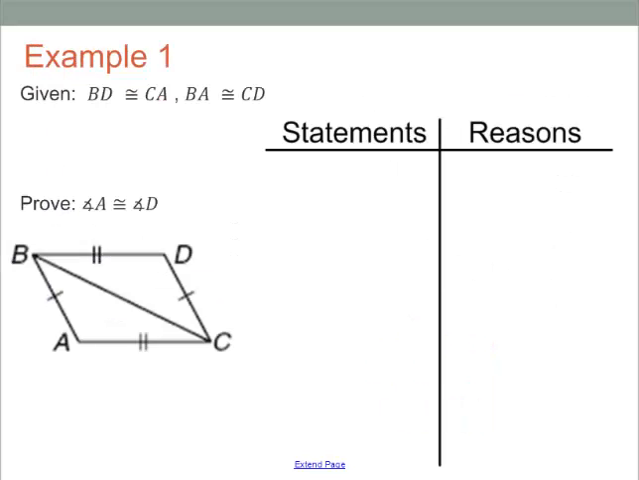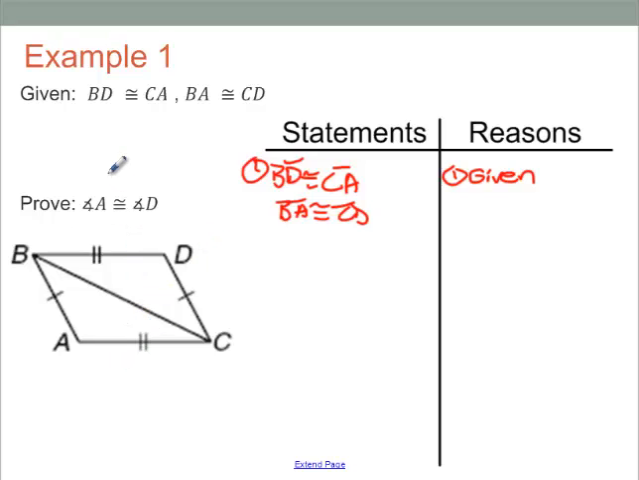So to use CPCTC, let's take a look at this proof. I'm given that BD is congruent to CA as well as BA is congruent to CD. And these are already drawn in our picture. They're already marked with 1 mark and 2 marks. And that's given to us. So my goal here is to find that this angle, angle A, is congruent to angle D.